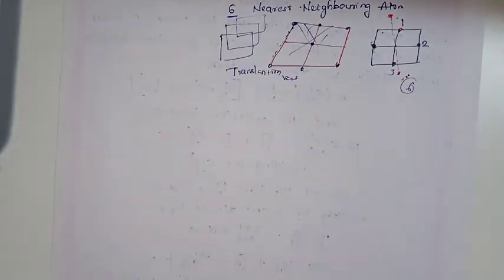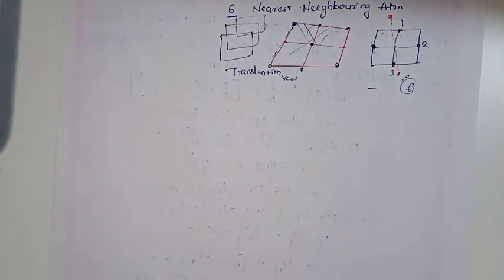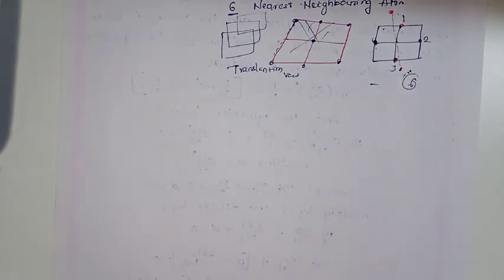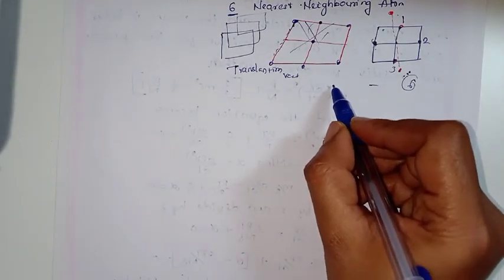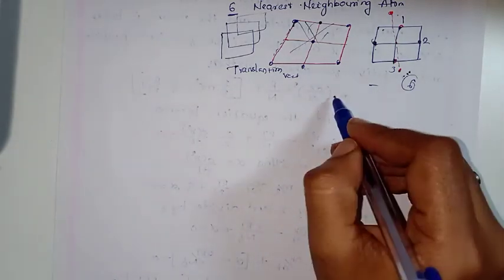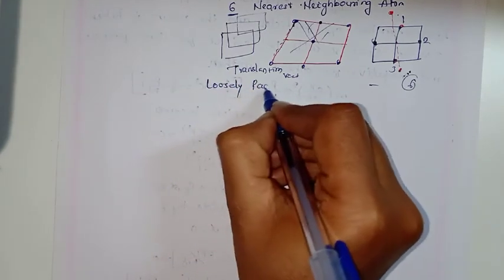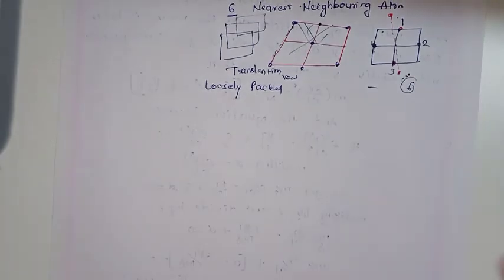In case of the simple cubic structure system, the unit cell has atoms only at the corners of the cube, and atoms touch only along the edge of the cube. So here the atomic arrangement is loosely packed. It has 6 nearest neighboring atoms.